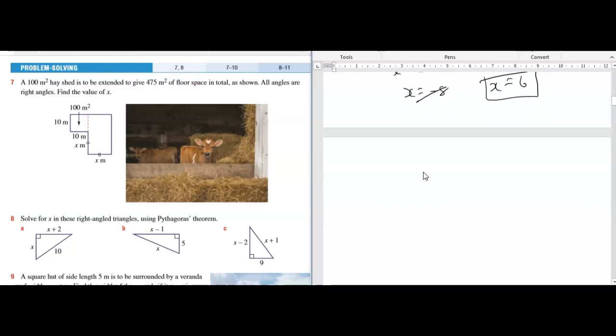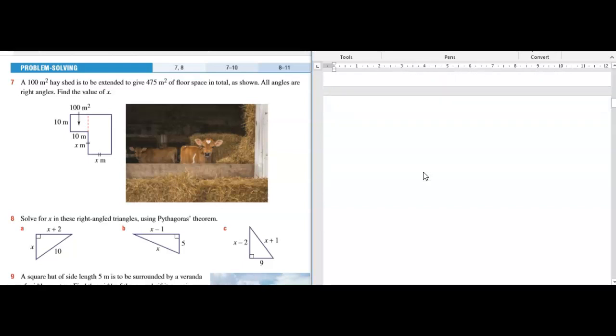All right, I might do C. I might skip B just because it's the same thing, but C does look a little bit tricky with those negatives in there. Okay, so x minus 2, x plus 1, and 9.